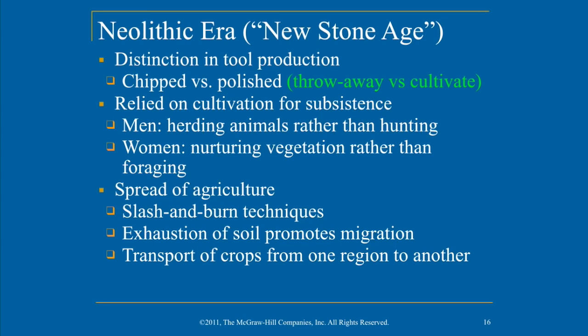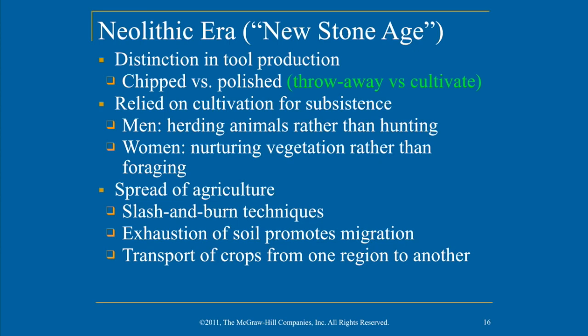This exhaustion of that soil, though, promotes migration. Eventually, that soil will stop having the nutrients to grow your berries or your whatever, and you're needing to move on again. But slash and burn produced a very large amount of nutrients for those crops so they could grow very well for maybe a couple years.